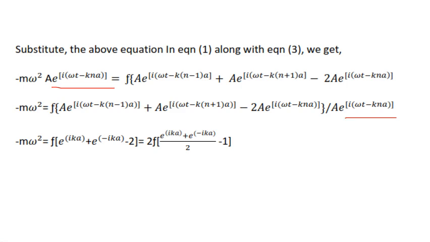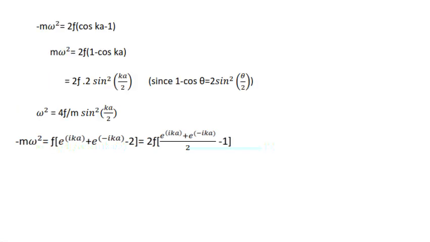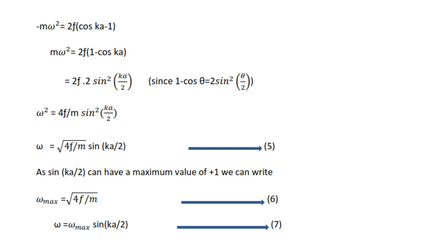So minus m omega square will be equal to f times e power ika plus e power minus ika minus 2. Now for that solution, minus m omega square is equal to 2f cos ka minus 1, or when you are changing to 1 minus cos ka, here minus 1, here minus 1 will come, they both cancel. So m omega square is equal to 2f times 1 minus cos ka. And 1 minus cos ka is nothing but 2 sin square theta by 2.